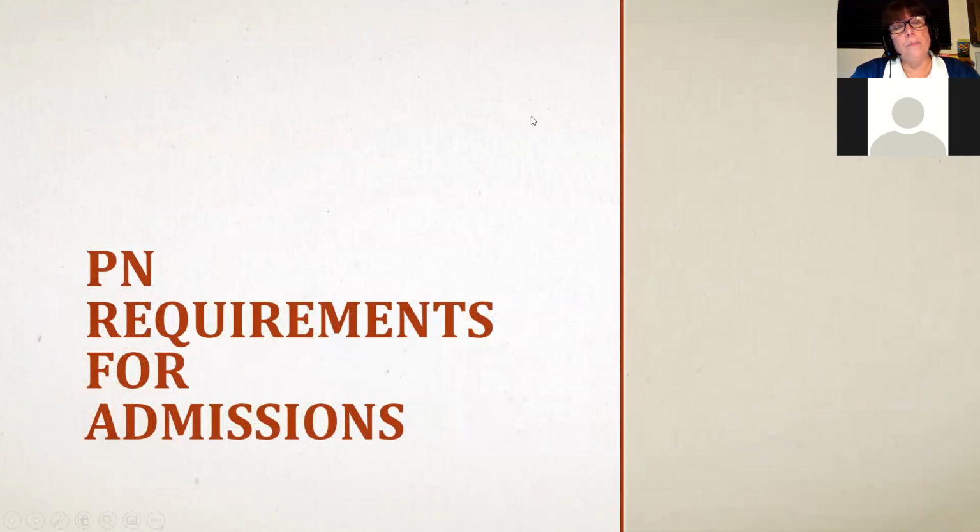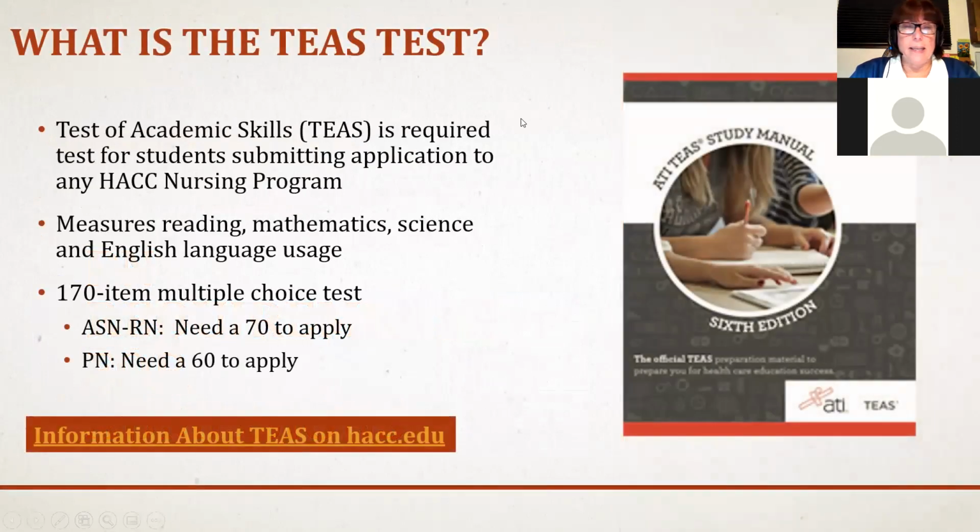So what are your requirements for admission? The TEAS test, really, really important. And again, I showed you how to get to the information about that TEAS test on the website. It is the test that will measure your ability to read, work with mathematics, have a scientific knowledge, and use English. As an ASN, Associate Degree in Nursing, or the RN program, you need a 70 to qualify to apply. For the practical nursing program, you need a 60 to qualify to apply.